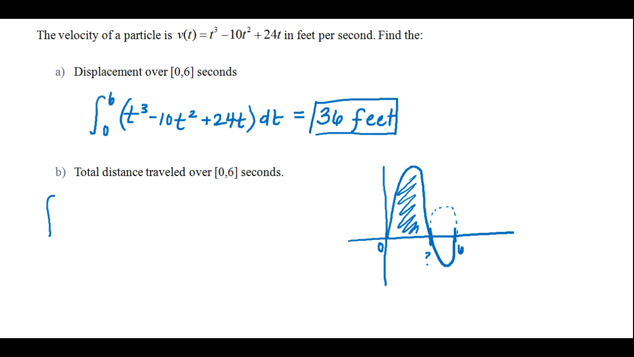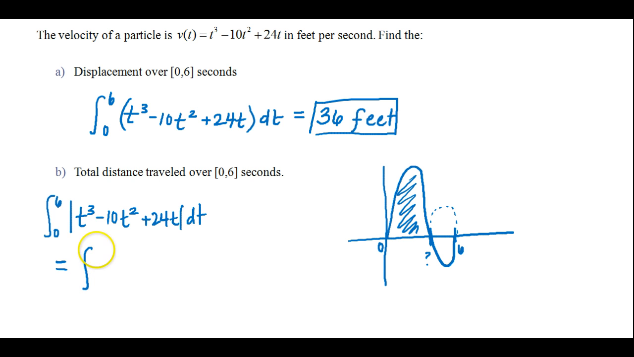I want to find the integral from 0 to 6 of the absolute value of the velocity function, t cubed minus 10t squared plus 24t. That's what I want. But I can't just drop the absolute value bars. It doesn't work like that. So what I have to do instead is write this as two separate integrals.